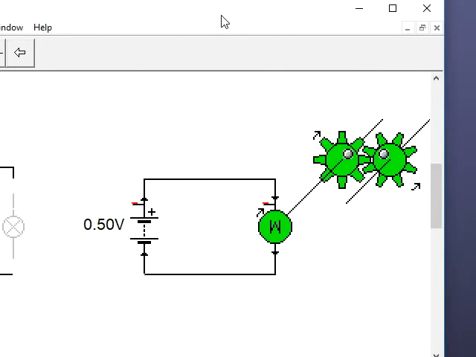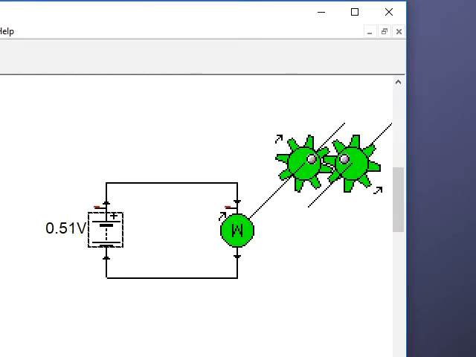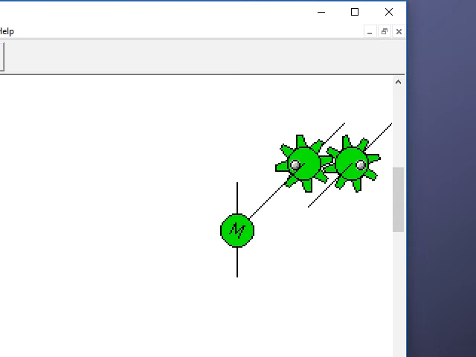Okay, the same with a motor. If we increase the voltage, you will see that the motor will start spinning faster, because we have more current.